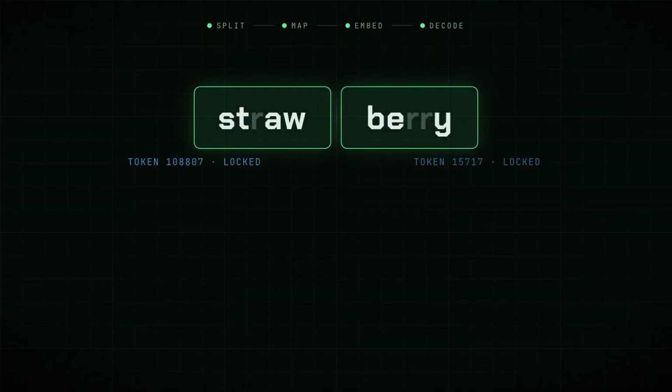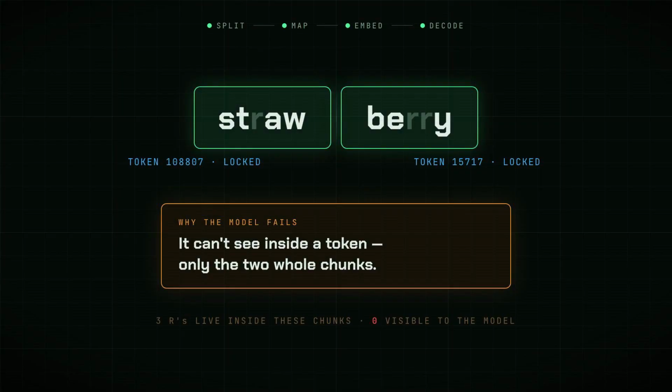Now the mystery solves itself. Strawberry is just 2 tokens, straw and berry. The model never sees 3 separate R's, so counting them is genuinely hard for it.